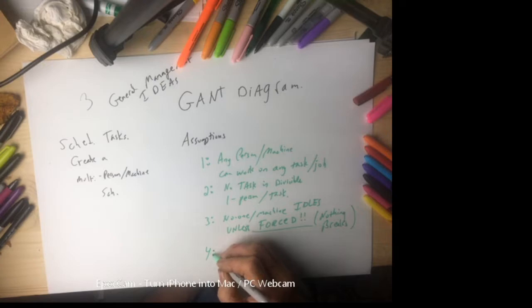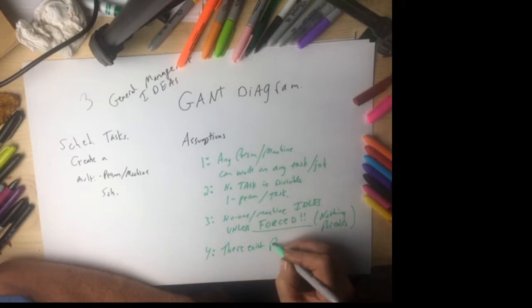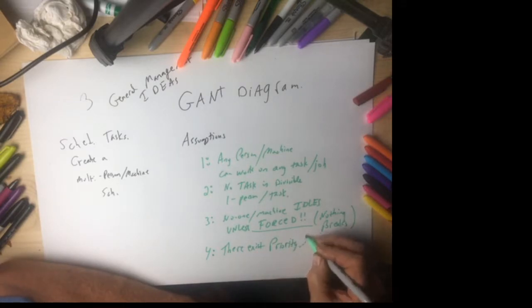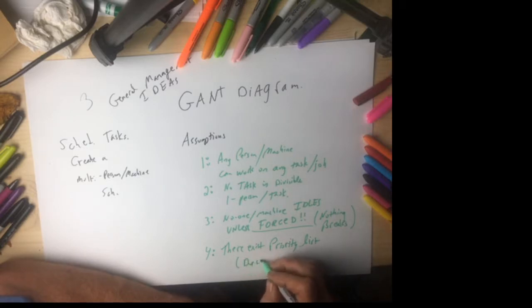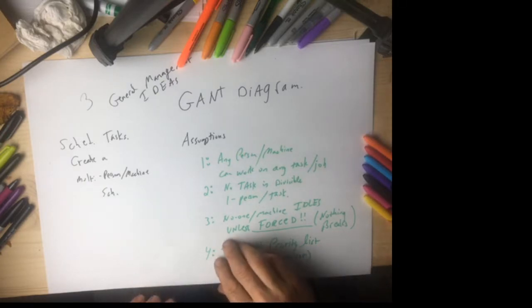Last but not least is that there exists a priority list. This is a decision maker. What a priority list does is that if you have a tie where you have 2 jobs you want to hand out, or 3 jobs and 2 people, the priority list makes that decision for you. So you do not have to make these types of decisions without any other exterior information. It's given to you. So these are the 4 basic assumptions, but there's more that we're going to add to it.